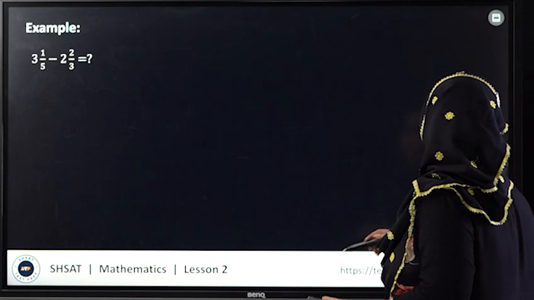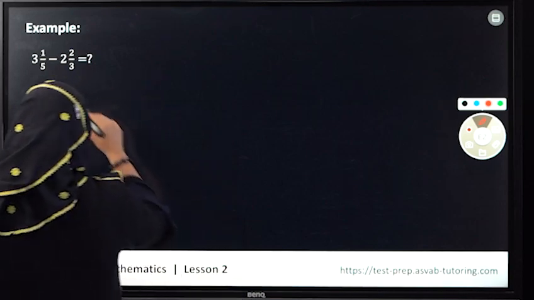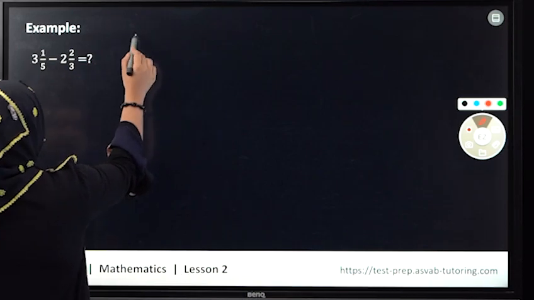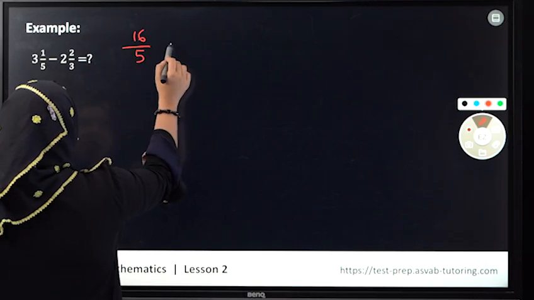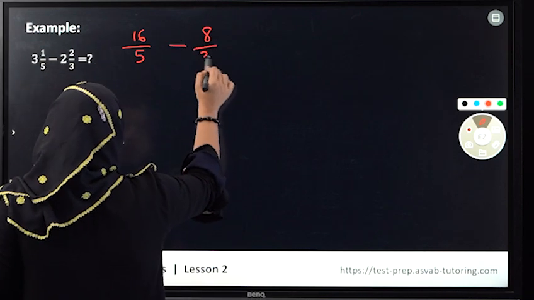So let's do this pretty quickly. Let's see how fast we can do this, okay? 1 over 5, that's 5 times 3 is 15 plus 1 is 16, so that's 16 over 5. Minus 2 times 3 is 6, 6 plus 2 is 8, 8 over 3.